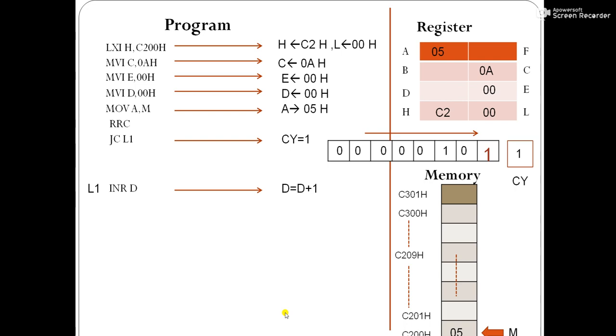So 5 is an odd number, so our odd counter will be incremented by 1. So now D will be 1. Okay. After that, we have to move to the next memory location, right?